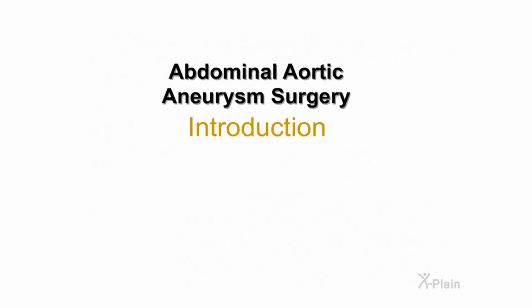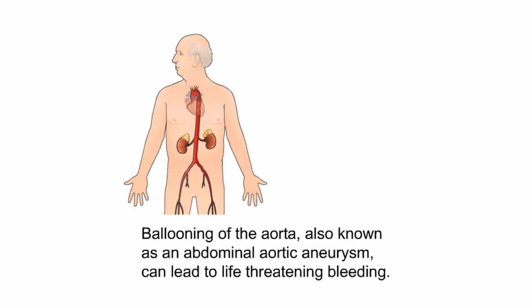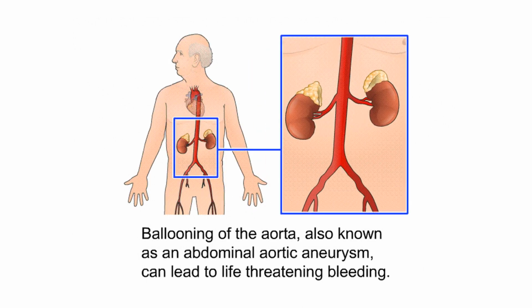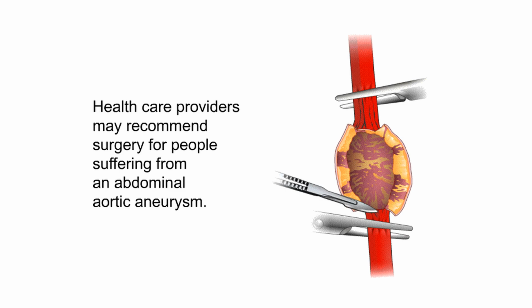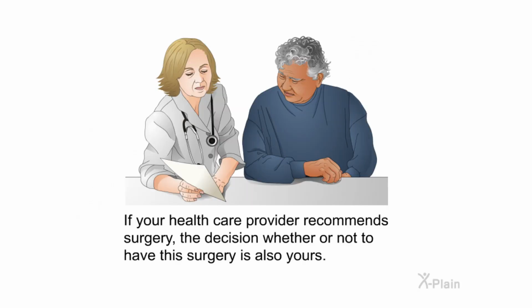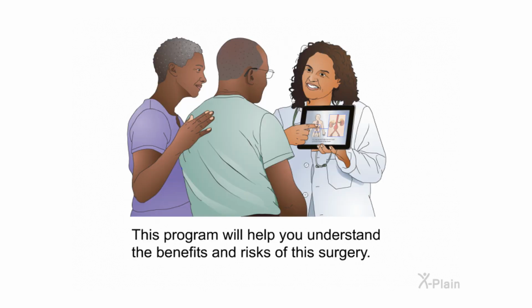Abdominal aortic aneurysm surgery. Introduction. Ballooning of the aorta, also known as an abdominal aortic aneurysm, can lead to life-threatening bleeding. Healthcare providers may recommend surgery for people suffering from an abdominal aortic aneurysm. If your healthcare provider recommends surgery, the decision whether or not to have this surgery is also yours. This program will help you understand the benefits and risks of this surgery.